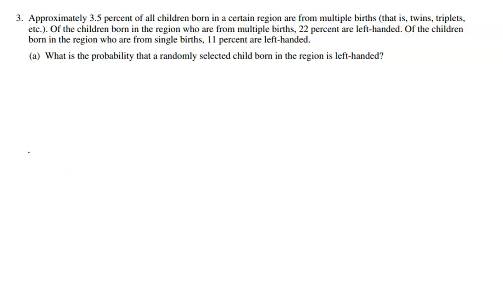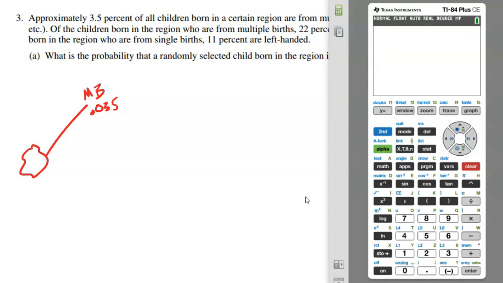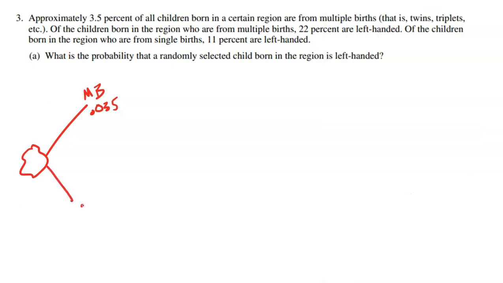So here is that region of the country, or whatever it said, specific region. And from this region, 0.035 is the chance that you come from a multiple birth. I'll use MB there for multiple birth. That means all other births are from single births. So 1 minus 0.035, this would be all others. This would be the 0.965 that must be a single birth. So I'll use an SB there for single birth.